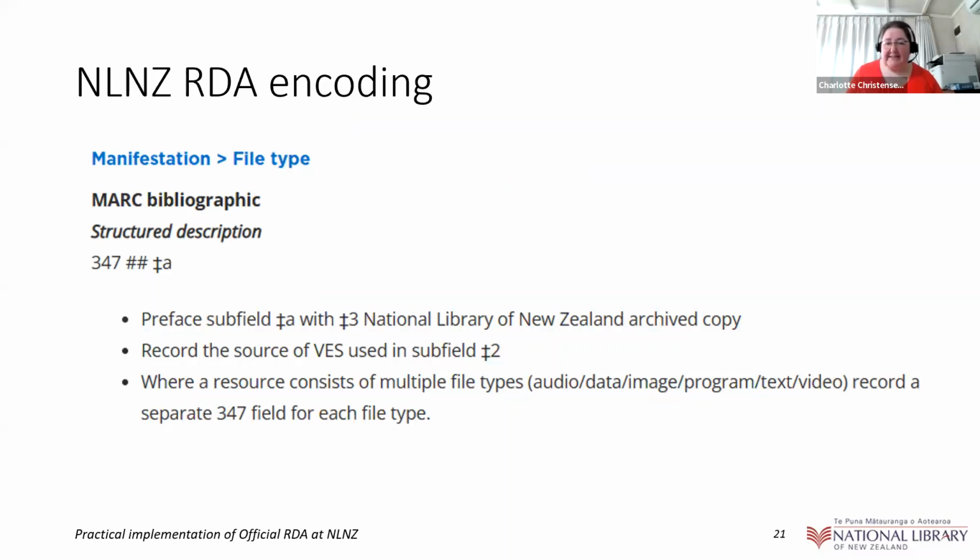So, looking at the section for manifestation file type, you can see that in a MARC bibliographic record, I'm given instruction on how to handle a structured description value, specifically in the 347 subfield A. It also tells me to include a particular phrase in the subfield 3, and to place my data provenance value in a subfield 2, and to use separate 347 fields for each file type value. Note that this does not repeat everything in the MARC manual. That is still there for me to consult when I need to. This simply provides the interface between RDA elements and MARC fields.